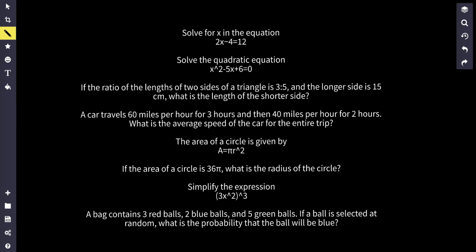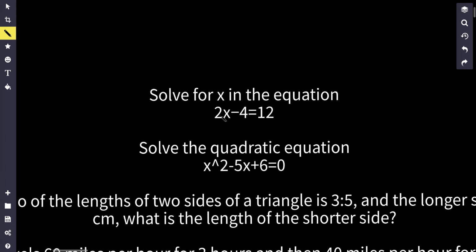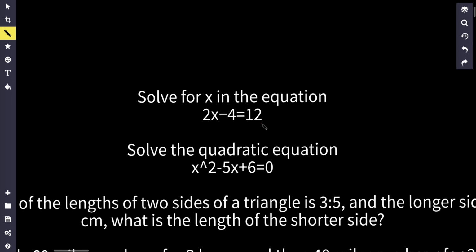Alright, we got 7 SAT math problems. Feel free to pause the video, and without further ado, let's get started. So solve for x in the equation 2x minus 4 is equal to 12.